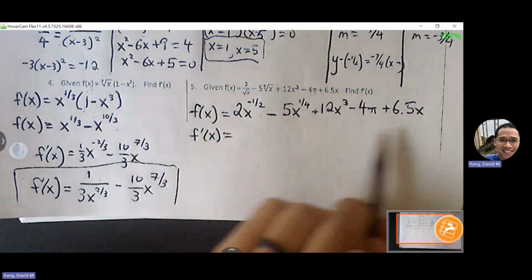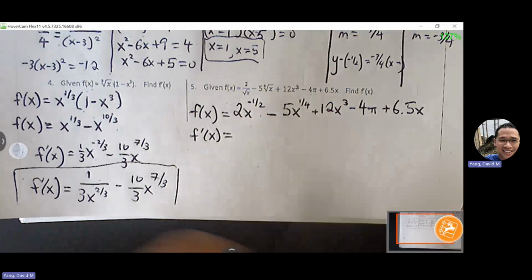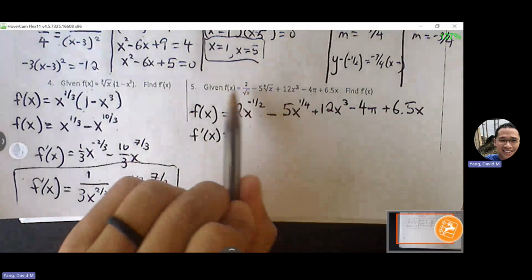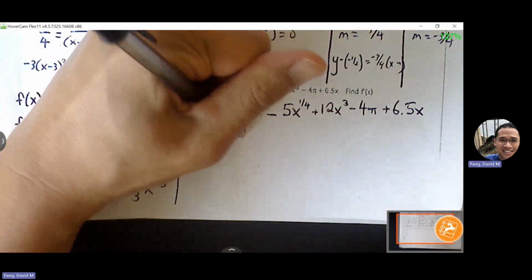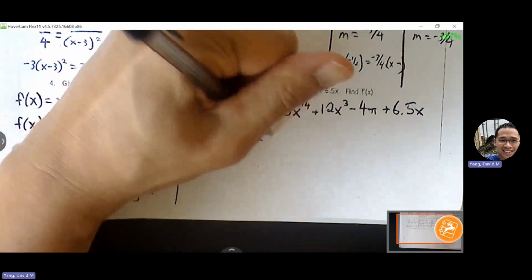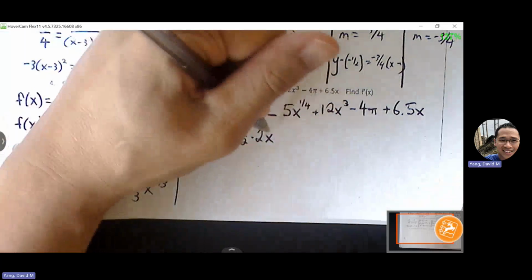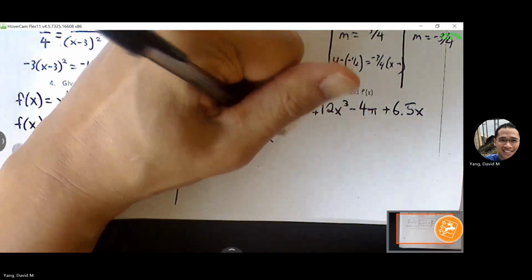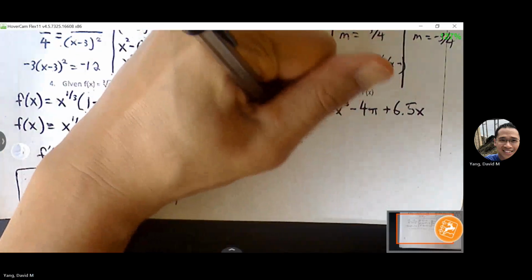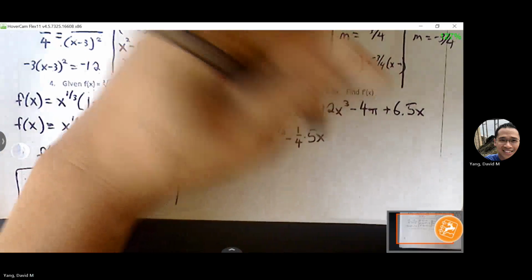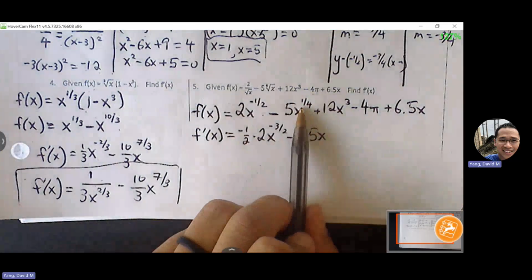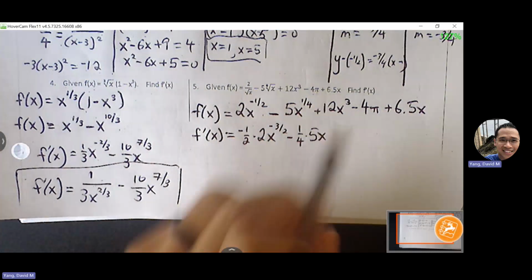Every term is nicely set up for power rule. Let's go through power rule. So bring the negative 1/2 down. Negative x to the negative 3/2. Good. Negative 1/2 minus 2/2 is negative 3/2. 1/4 minus 1 is negative 3/4, yeah, negative 3/4.